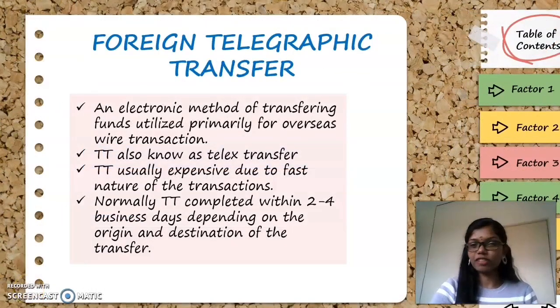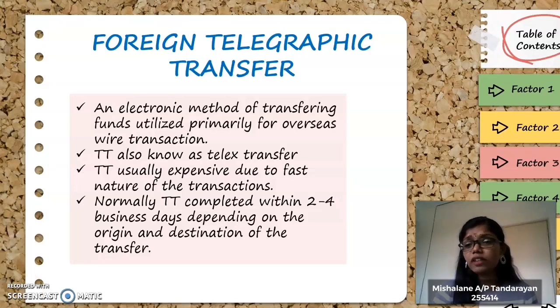Okay, let's look at the definition of foreign telegraph transfer. Telegraph transfer, actually called TT and also known as telex transfer. Telegraph transfer is actually an electronic method of transferring funds utilized primarily for overseas wire transactions. Normally TT is quite expensive since it's very fast in nature of transaction. Other than that, this TT can be completed within 2 to 4 business days, depending on the origin and destination of the transfer.